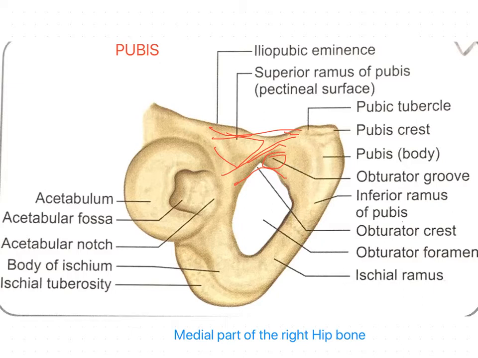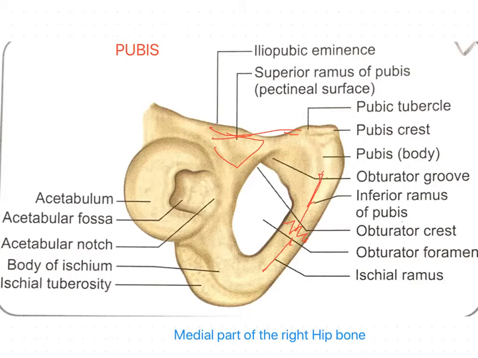Now we will move on to the inferior ramus. The inferior ramus extends from the body of the pubis to the ramus of the ischium, up to here, where the ischial ramus starts. This inferior ramus unites with the ramus of the ischium to form the conjoined ischiopubic rami.